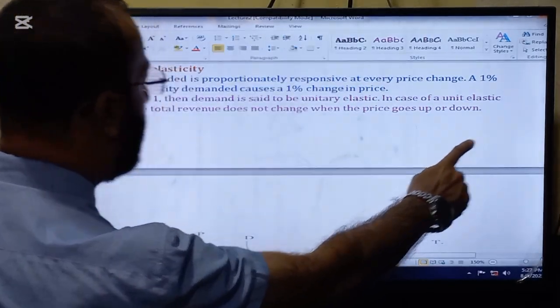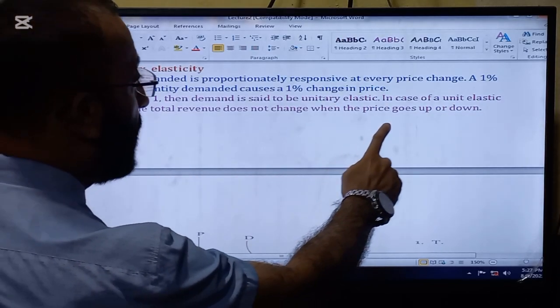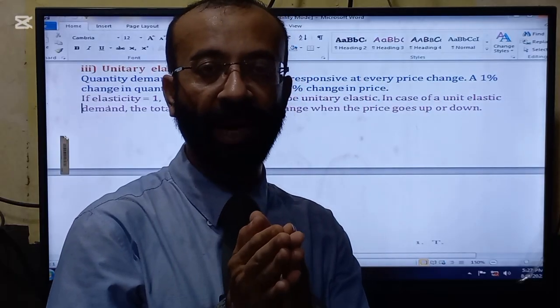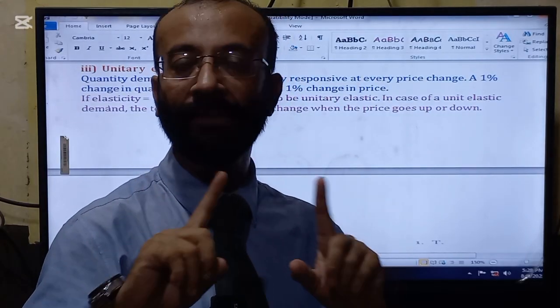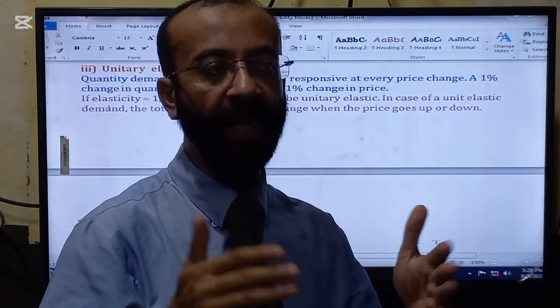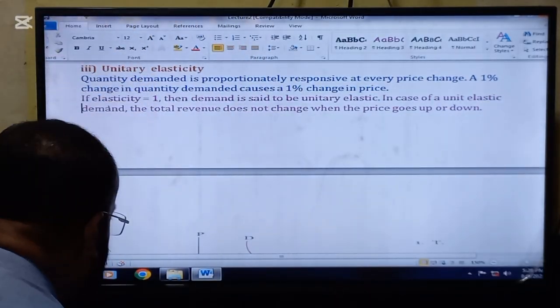In case of unit elastic demand, the total revenue does not change when the price goes up or down, because the percentage change in the price is equal to the percentage change in the demand. That's why the revenue does not change, whether the price goes up or down. So revenue will remain the same.